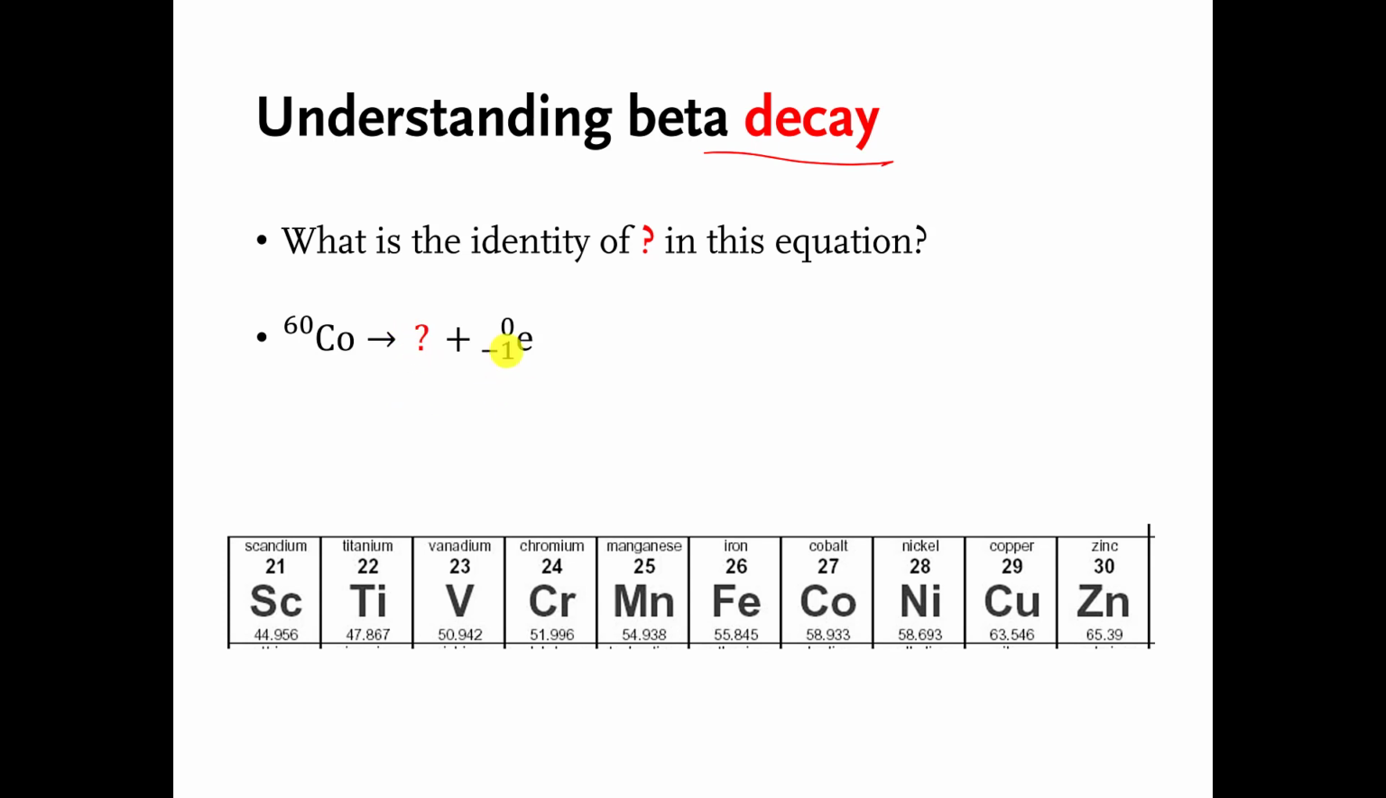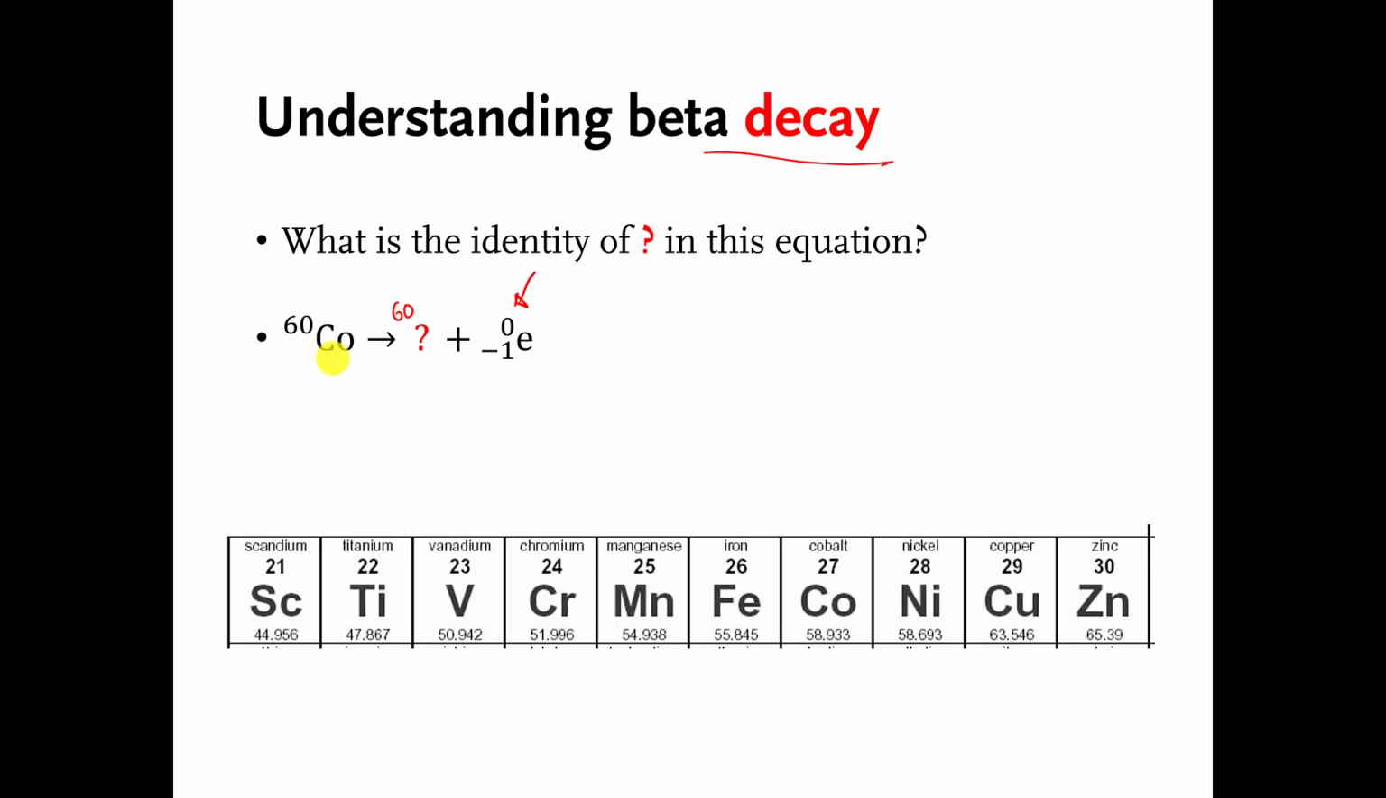Unpausing the video, well, we're going to split the equation down the arrow. We add up the weight of everything on the left. Now again, there's only one thing on the left side, and the weight is 60. So everything on the right side has to add up to a weight of 60. The electron doesn't weigh anything, so our question mark has to have a mass number or a weight of 60.